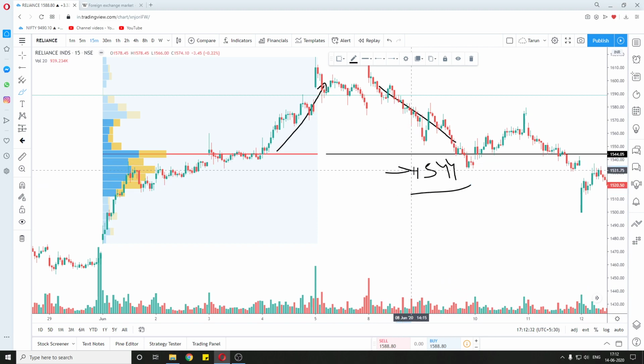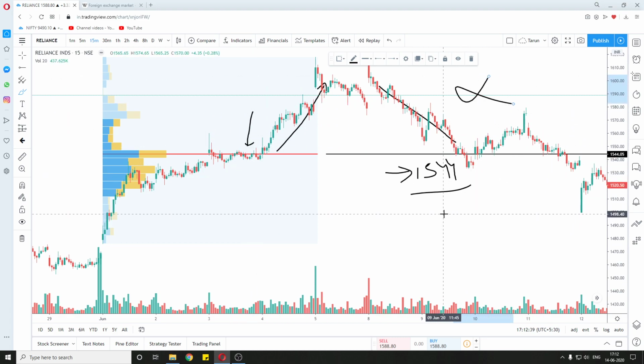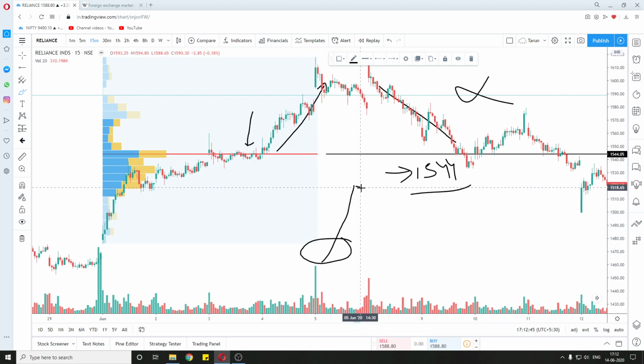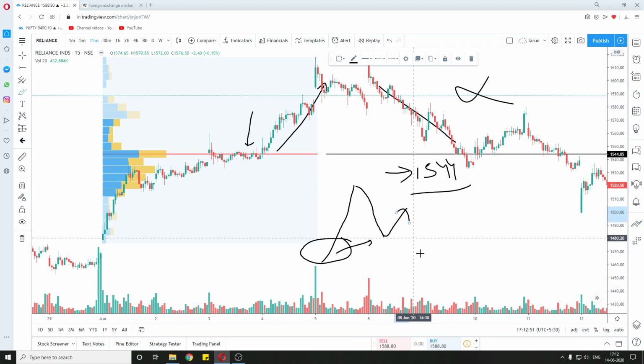Why do we buy? Because we know that the big players will defend their position. They will not let the price go below their buying price. So if the price goes up and the big players bought here, now when the price comes down, the big players will start buying again and they will defend their position and the price will go up again.